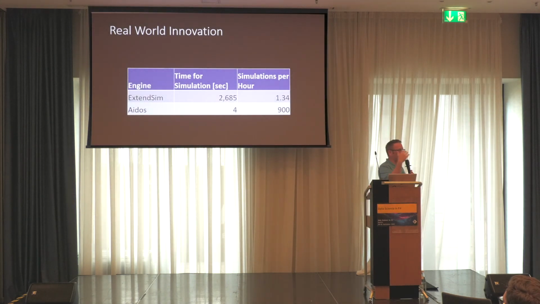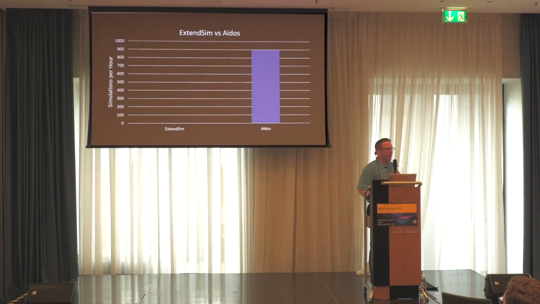This is a much more sophisticated model than the one I was talking about at JetBrains last year. The ExtendSim model took 2,600 seconds to run; IDOS, our discrete rate simulation engine, ran it in 4. That means you can do 1.3 simulations an hour in ExtendSim or 900 in IDOS. And this is a visualization for those of you who want to see what the performance difference is.